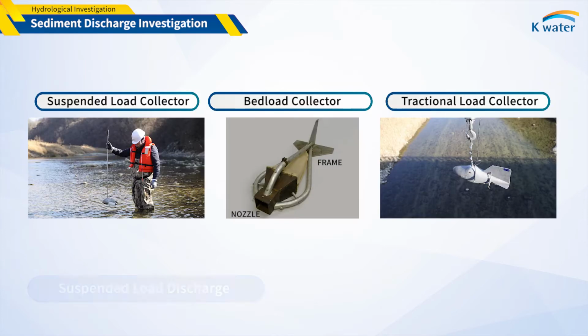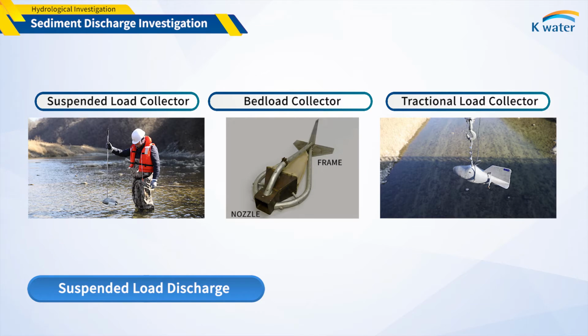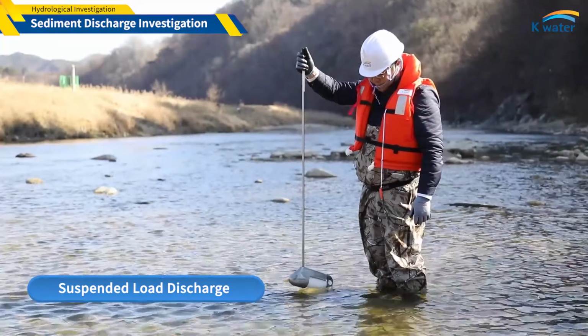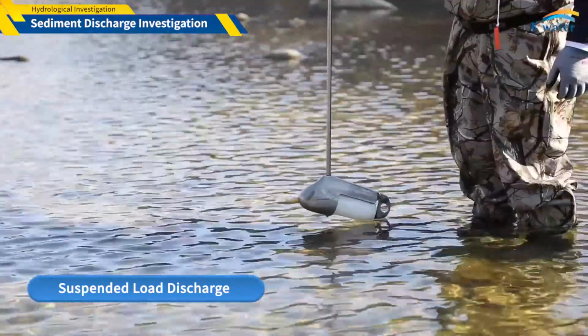bottom surface. The sediment load measuring unit is divided into the suspended load collector, the bed load collector, and the tractional load collector. It should be combined with flow measurement for analysis of sediment runoff and stiffness fluctuation of the watershed. The suspended load should be measured considering the depth and flow rate of the river.